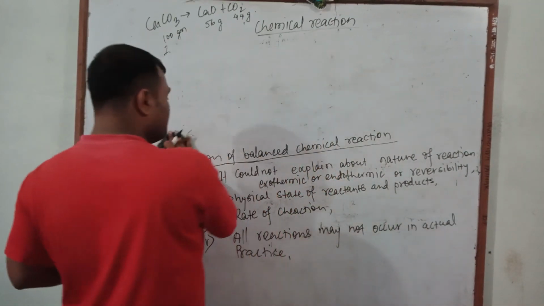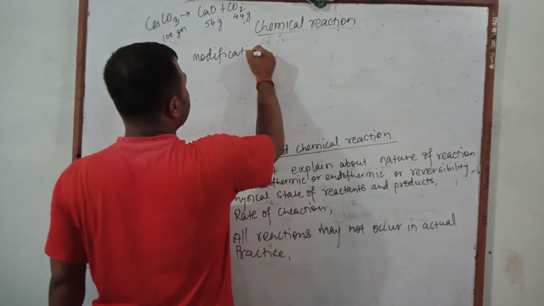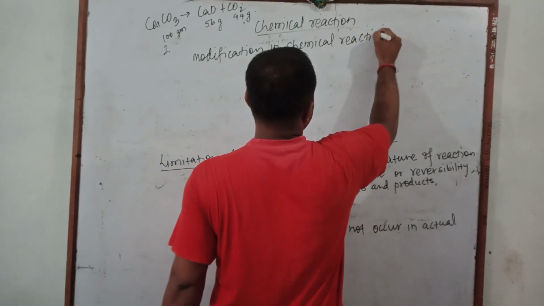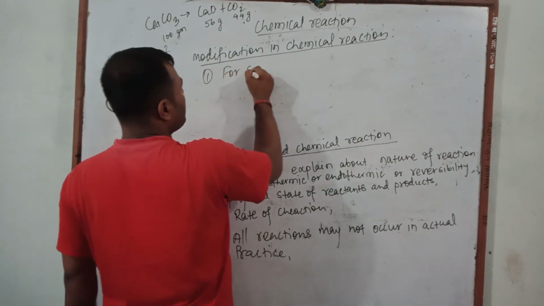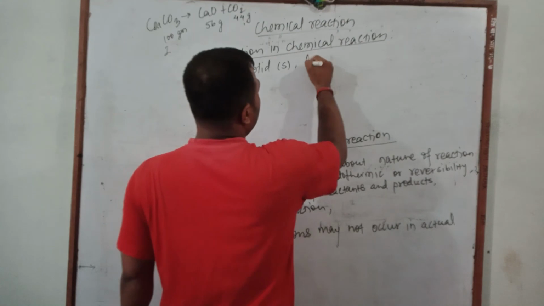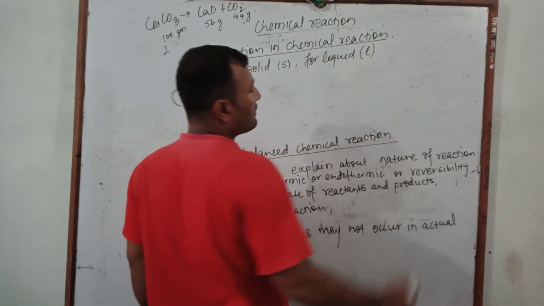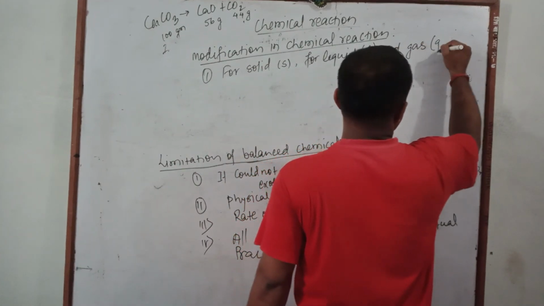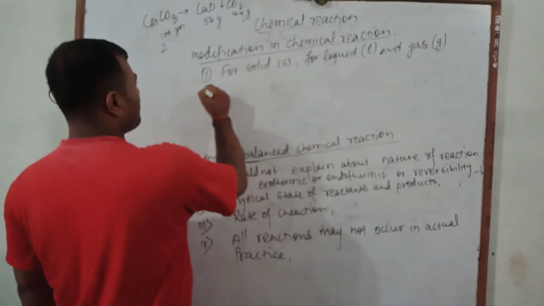To remove these limitations, some modifications are made. These are called modifications in the balanced chemical reaction. What are the modifications? At first, for solids in reactants or products it does not matter. For liquid, in brackets along with the reactant we write L, and for gas we write G. It helps to express the physical state of reactants and products.